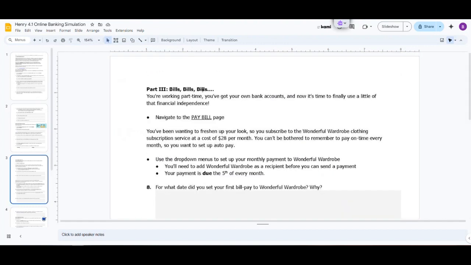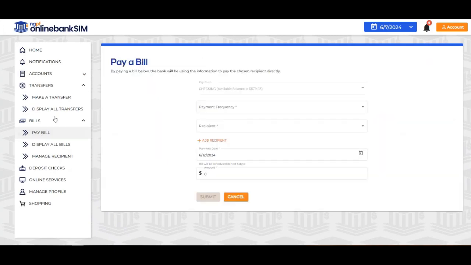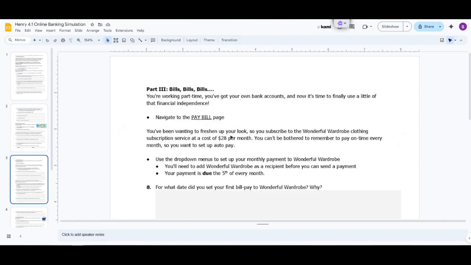Now, we've got some bills to pay. So I'm going to navigate to the pay bill tab. So over here, bills, I need to pay a bill. Right? It says you want to freshen up your look. You subscribe to a wonderful wardrobe clothing subscription, $28 a month. You can't be bothered to remember to pay on time every month. So you set up an automatic payment. Use the drop down menus to set up your monthly payment. The payment is due the 5th day of every month.